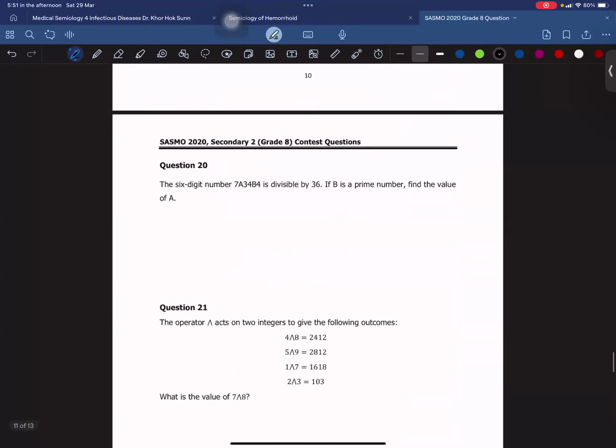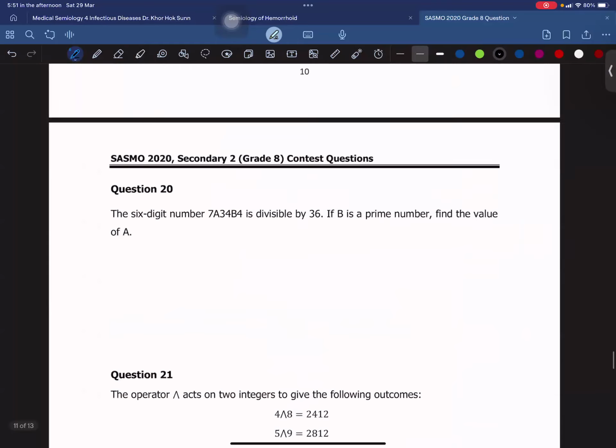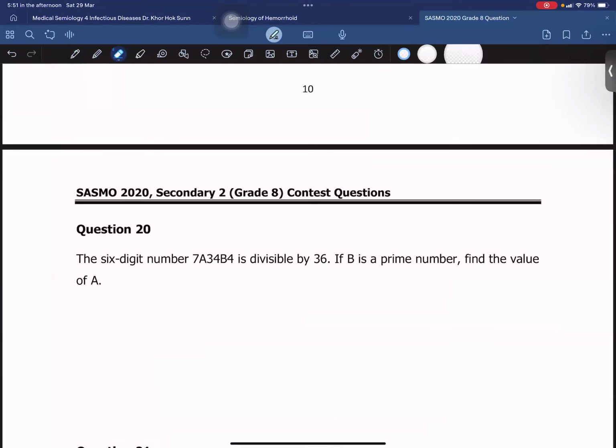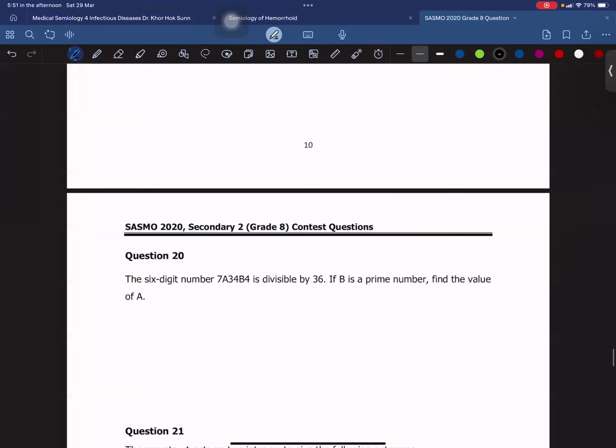Okay, so Chitra, can you read question 20? Number 20. The 6-digit number 7A34B4 is divisible by 36. If B is a prime number, find the value of A. Okay, thank you. So let's go through it because we don't have any more time.